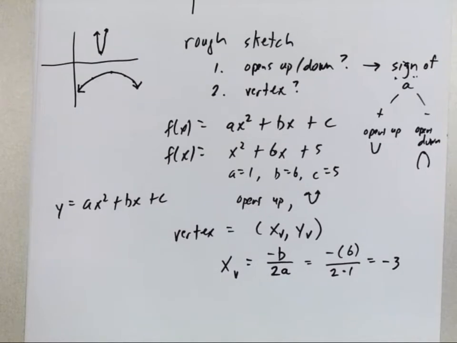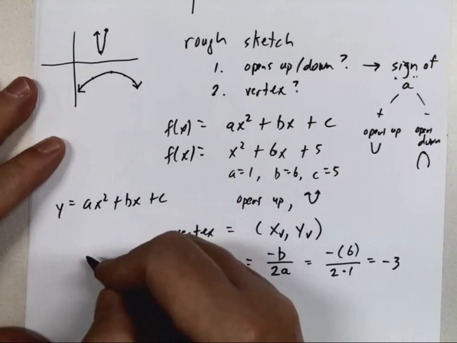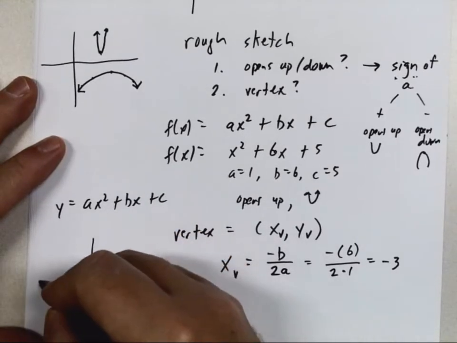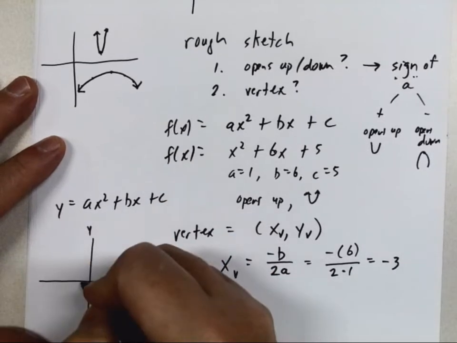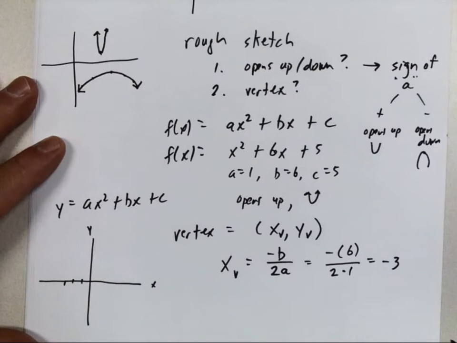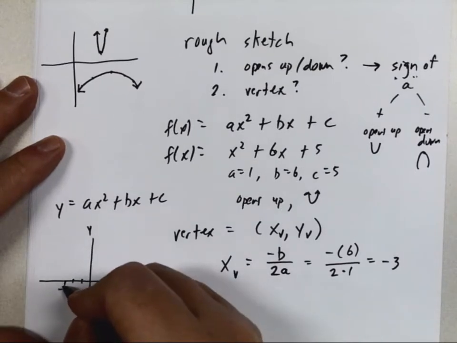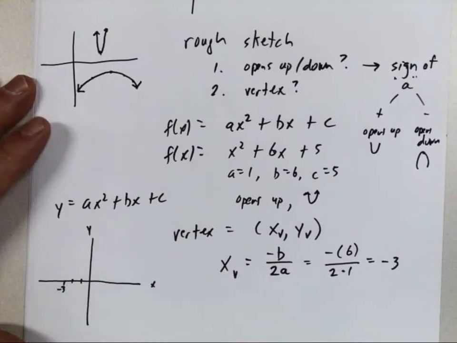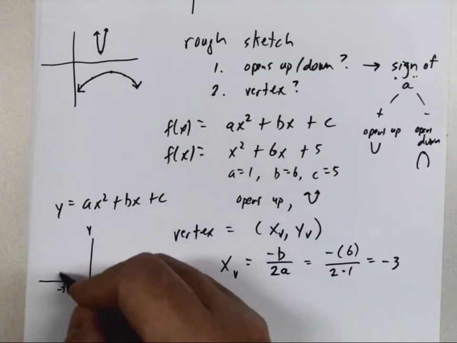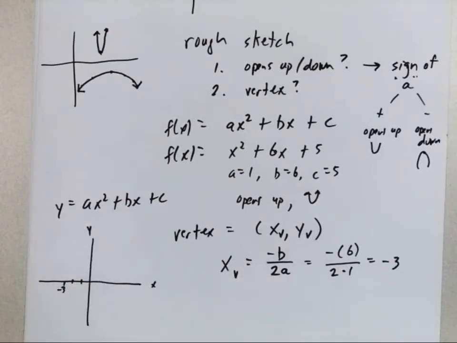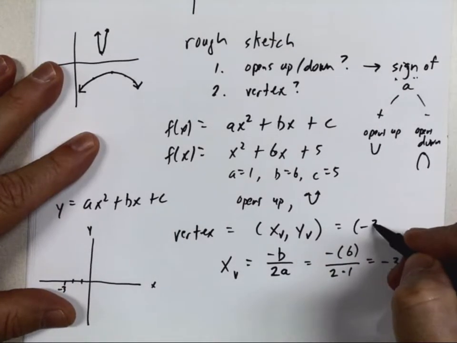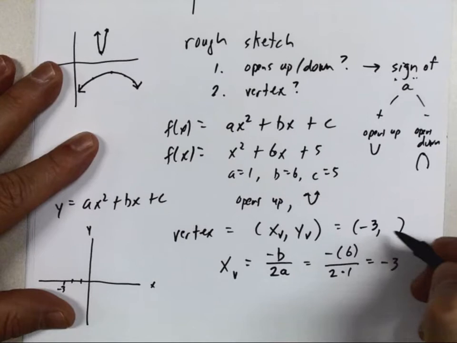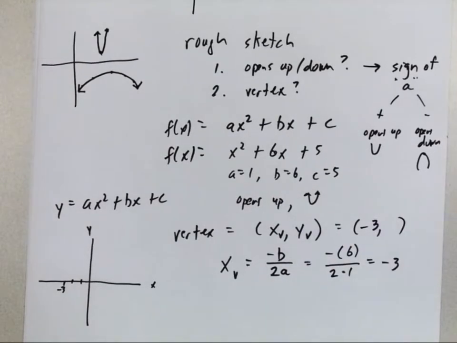So if I were to try and graph a rough sketch of the parabola, I know it opens up, and I know here at -3, somewhere along here, I'm going to have my vertex. But I don't know the point, because all I know is the x value. I need to determine what's the y of my vertex.